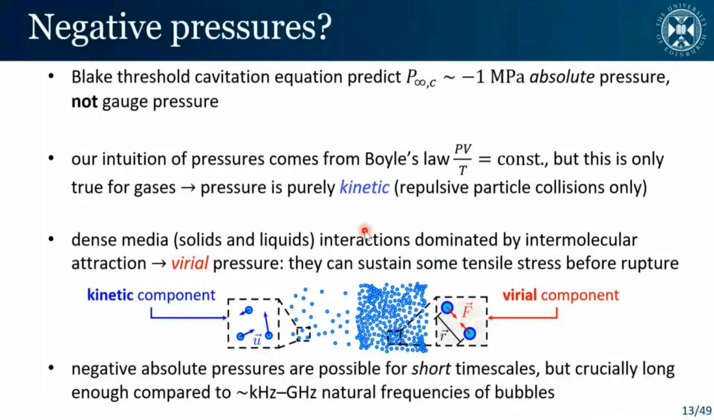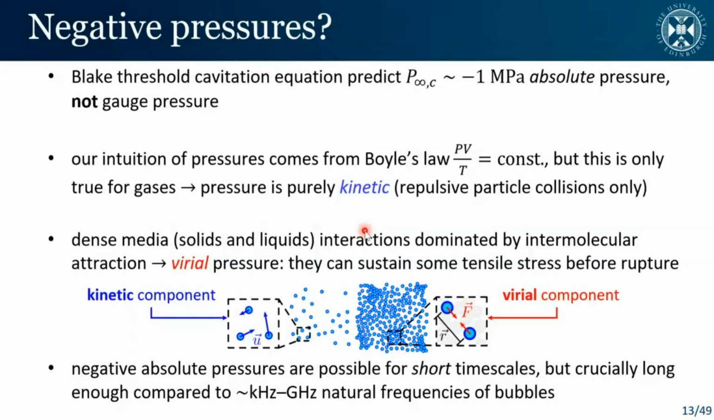Now, there's a quick caveat that I have to make before we can move on to looking at some actual simulations. In my opinion, this becomes one of the main hurdles behind cavitation and why I think it's not so well understood in the literature. So our models that we've been looking at, such as the Blake threshold, will predict a cavitation threshold of around -1 megapascal. And that's an absolute pressure value. So that's 1 megapascal below zero and not a gauge pressure, as we might assume. This seems to trip up a lot of people, and I've had a lot of debates with people about this.